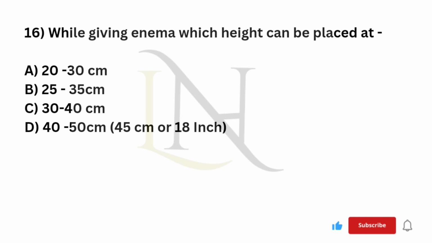Next MCQ. While giving an enema, at which height can it be placed? Option A, 20 to 30 centimeters; option B, 25 to 35 centimeters; option C, 30 to 40 centimeters; option D, 40 to 45 centimeters or 18 inches. Answer is option D, 40 to 50 centimeters or 18 inches is correct.